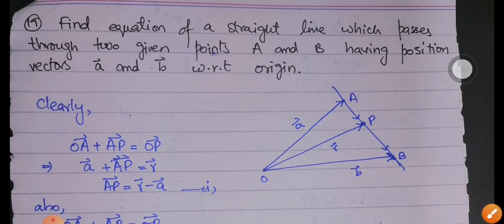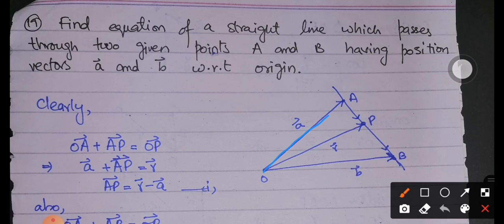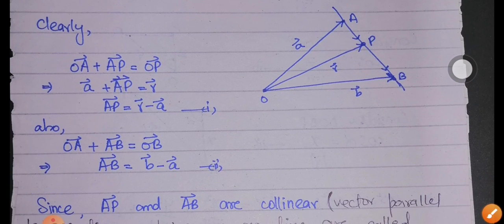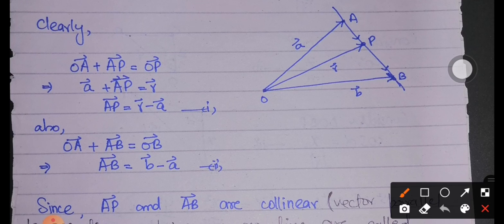Now if I consider again that OA plus AB is equal to OB, inserting the values OA is equal to a and OB is equal to b, we get AB is equal to vector b minus vector a.